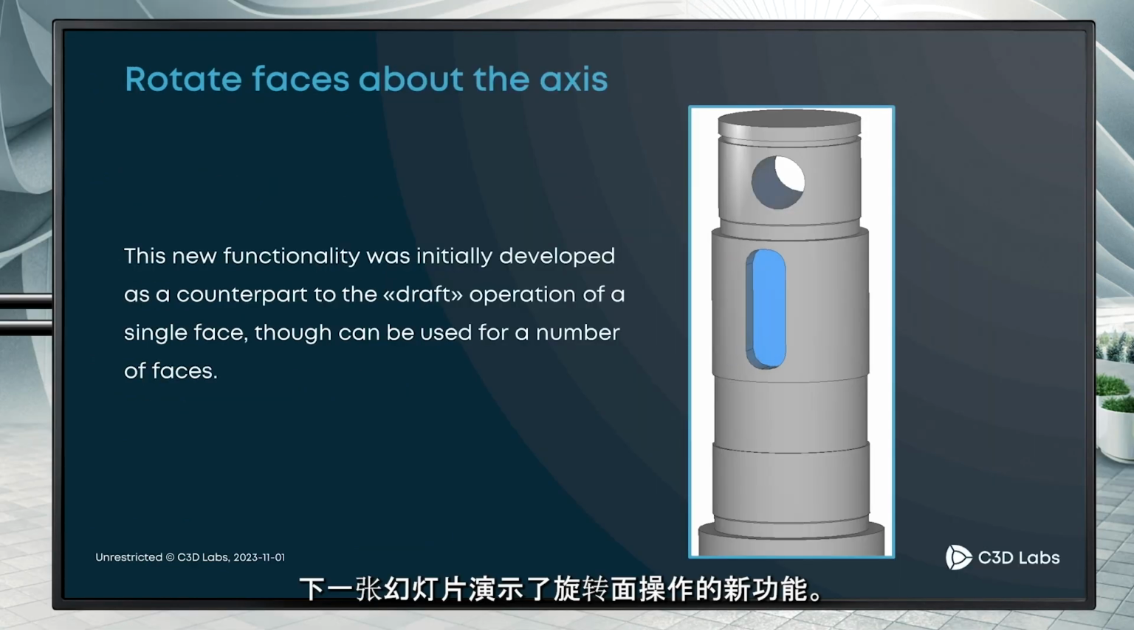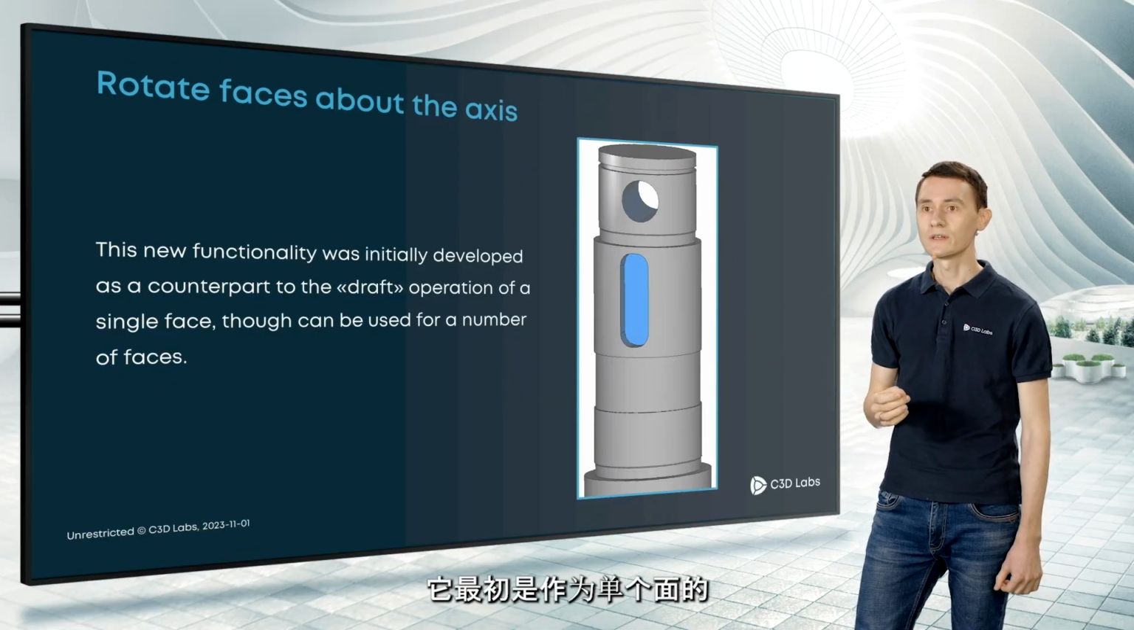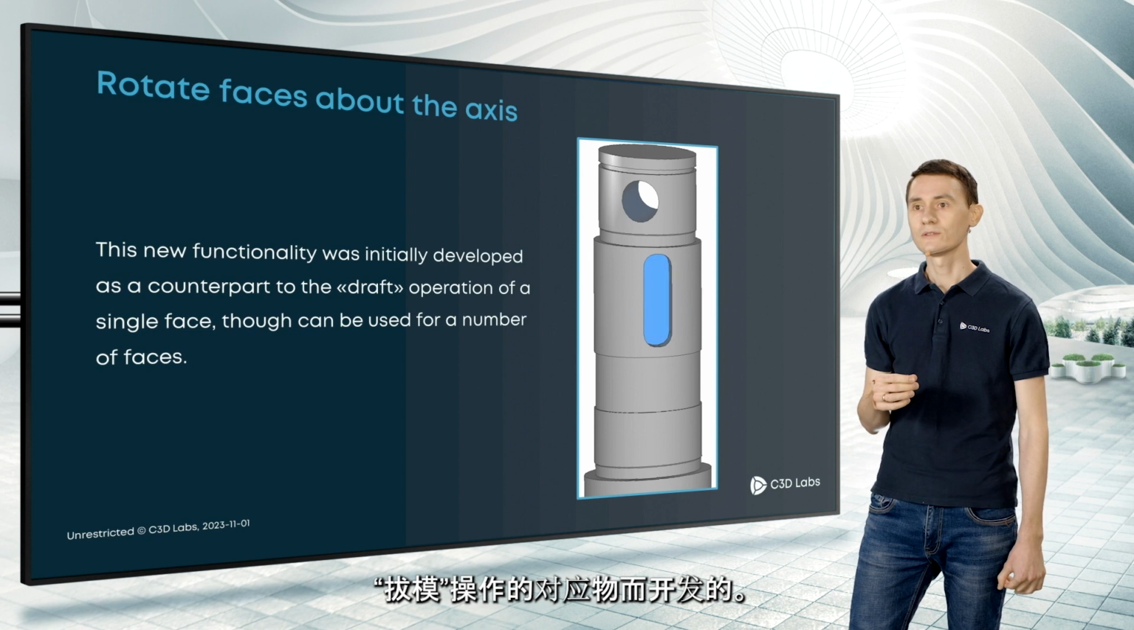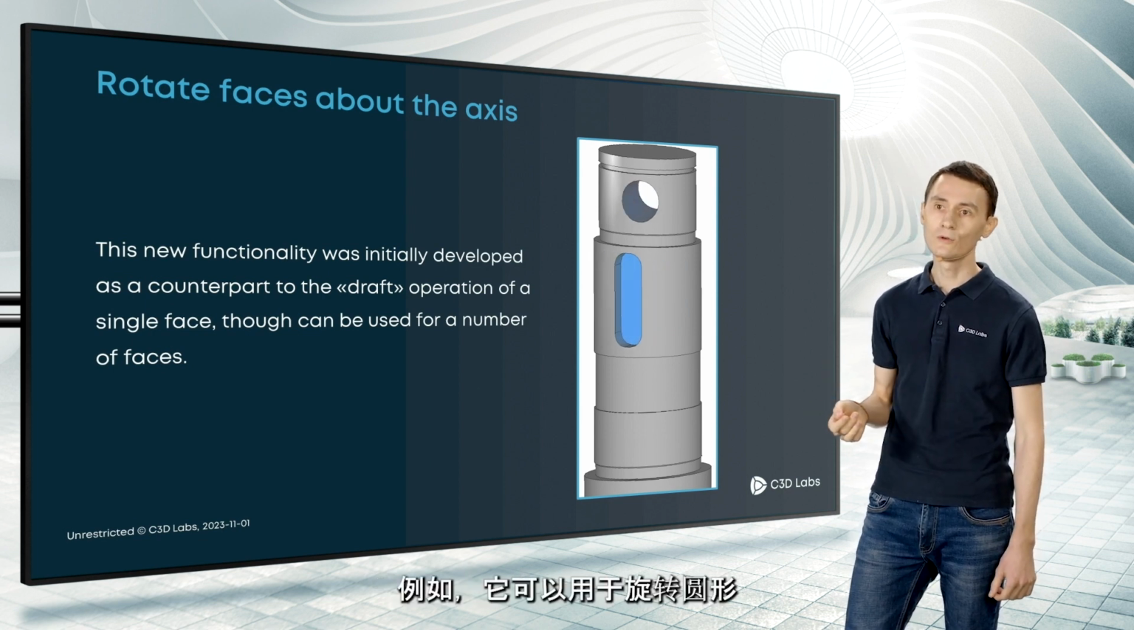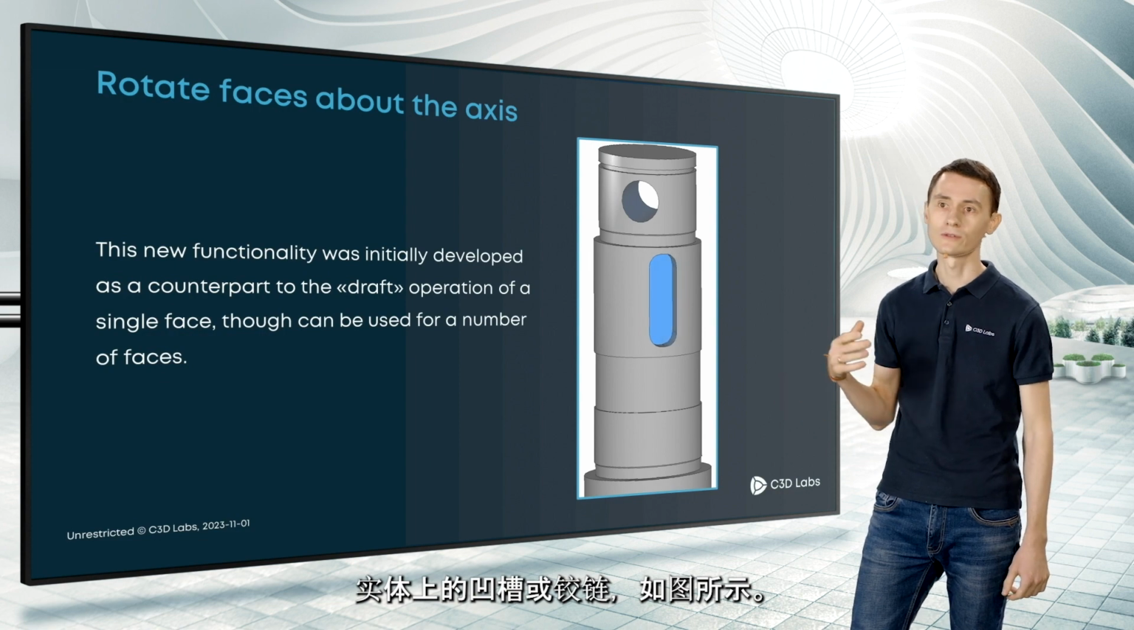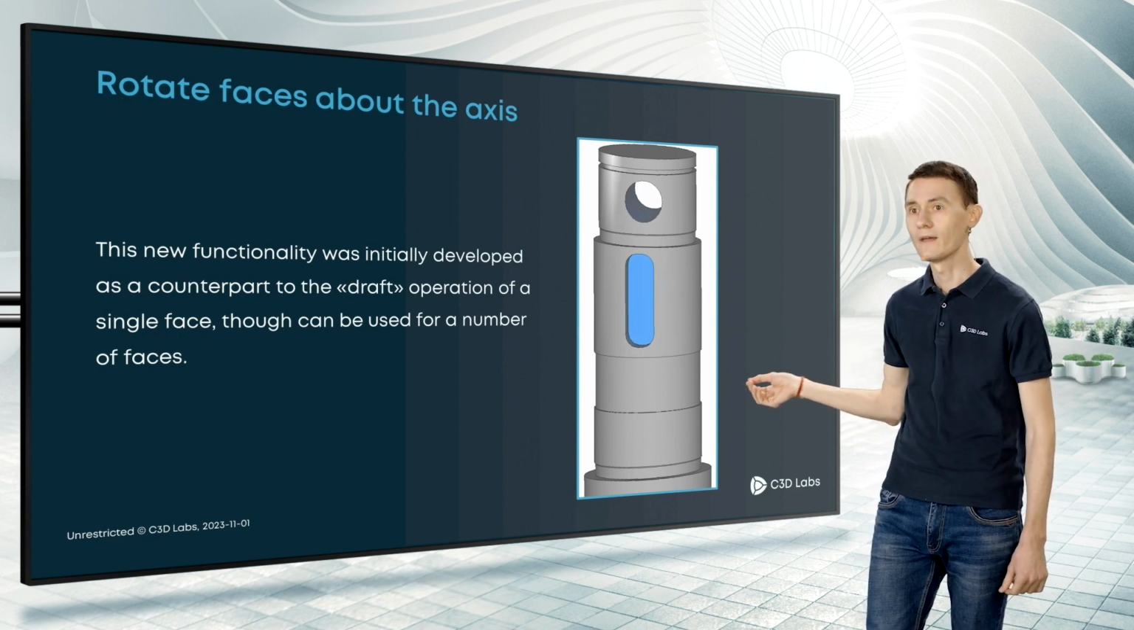The next slide demonstrates our new functionality, the rotate faces operation. It was initially developed as a counterpart to the draft operation of a single face. It can be used, for example, to rotate grooves or hinges on circular solids, as shown here.